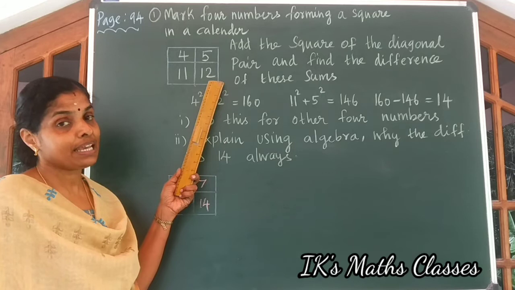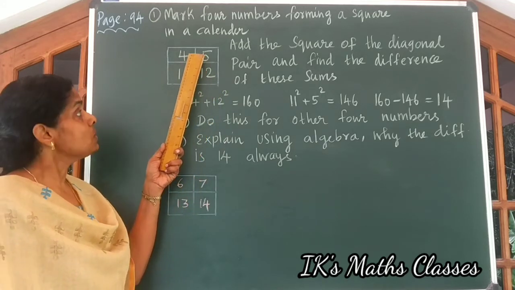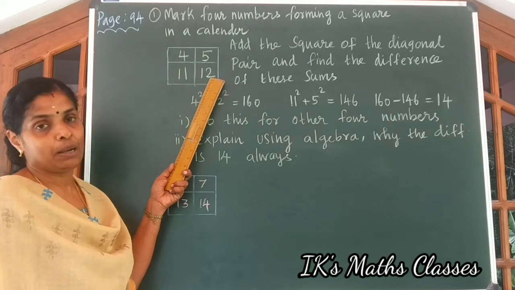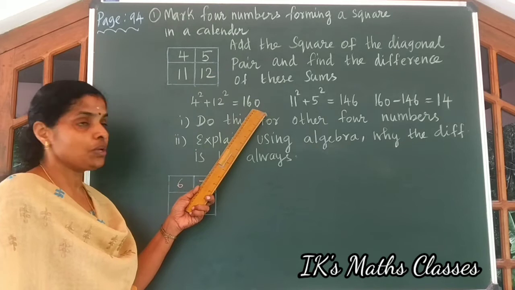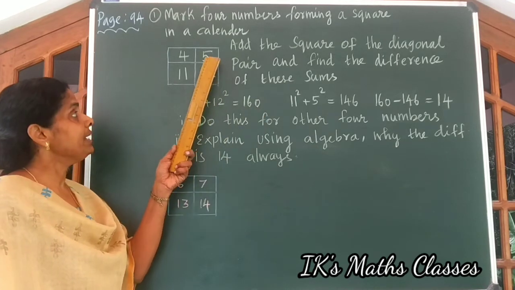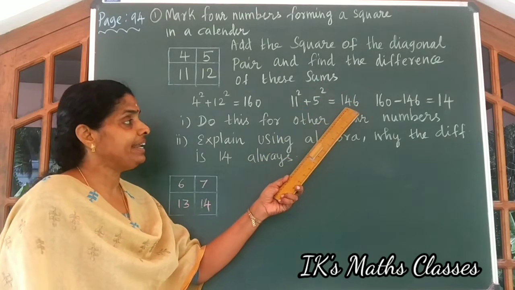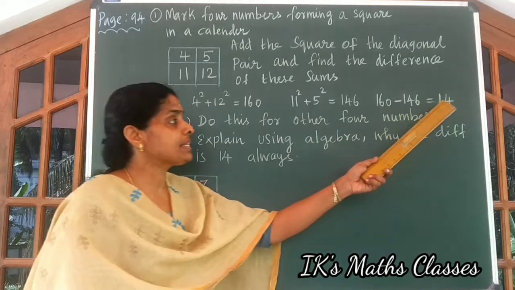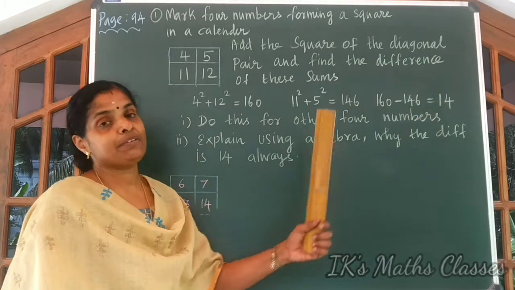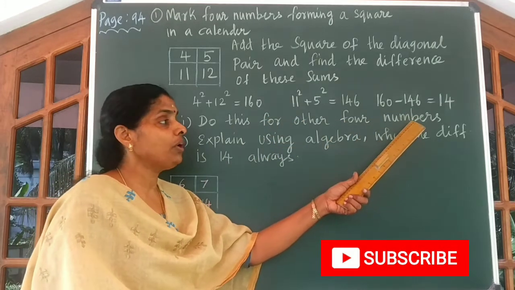4 numbers in a calendar. Now you are asked to find the square of the diagonal pair. That is 4 square plus 12 square gives you 160. Similarly, 5 square plus 11 square gives you 146. The difference between these two numbers gives you 14. Look at the first part of the question. Do this for other 4 numbers.